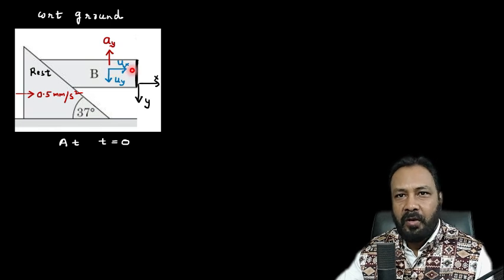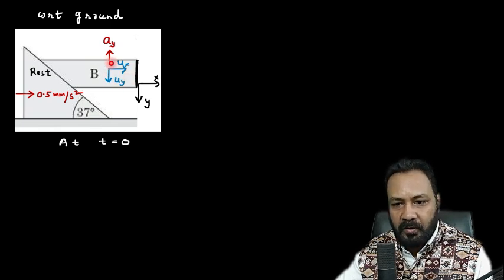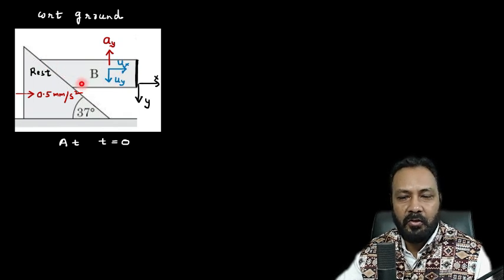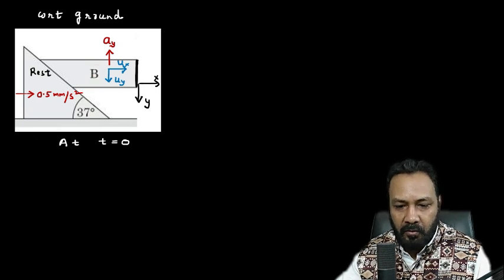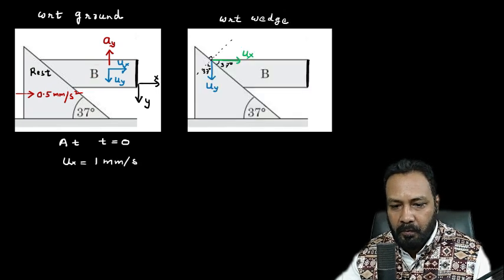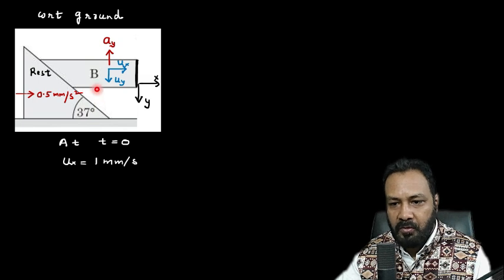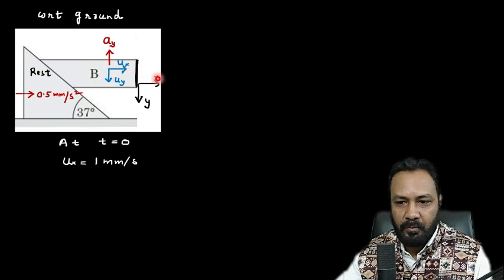Not all the points of the wax bar have the same velocity. The velocities that I have written are for this line, the line that is in contact with the wedge. Because this wax bar is melting, its length is reducing, so after some time this edge would be here. Basically this edge is moving in this direction and it is melting at the rate of 1 mm per second. So ux is equal to 1 mm per second. This is my x direction, and downward is the y direction.